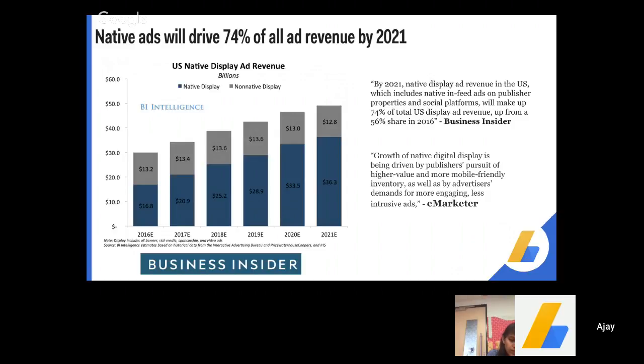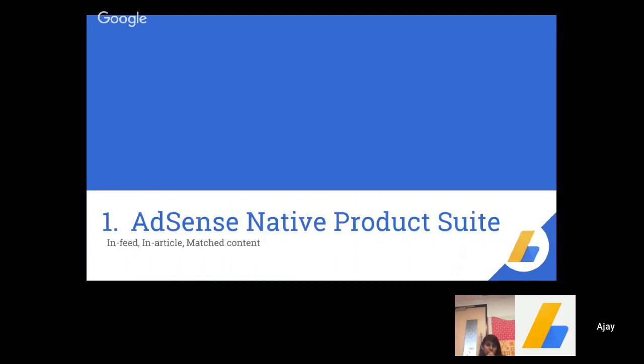So this is why we think this is an important topic, and we would like to walk you through our native offerings that we are providing from AdSense. The AdSense native product suite. So we have three native ads that we provide from AdSense. One is the in-feed native, the in-article native, and the matched content. As we've covered in our previous sessions, we've spoken in depth about each of these formats and the use cases that they carry. Today, we're going to share best practices about how you can implement them, what you can expect in terms of performance, and what are the best ways you can use native ads.